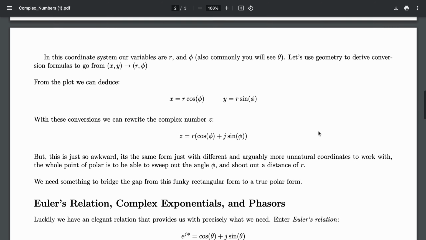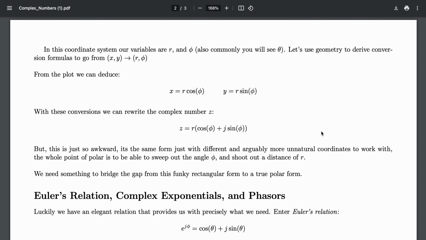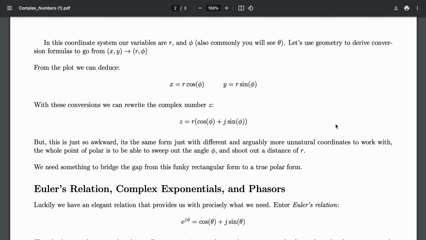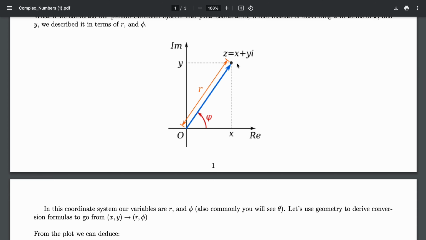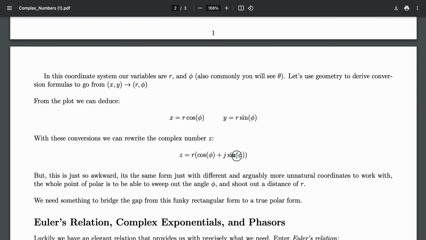But I don't know, to me, maybe we made progress, but this is kind of awkward. They're the same and arguably more unnatural coordinates to work with. And the whole idea of polar coordinates is to be able to sweep out an angle and then go out a distance of r in that direction. It's a way of describing a point differently than in rectangular, but in this we're kind of using polar, but it's also in a rectangular form.